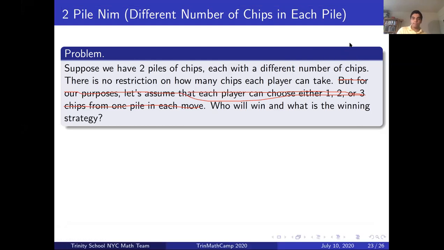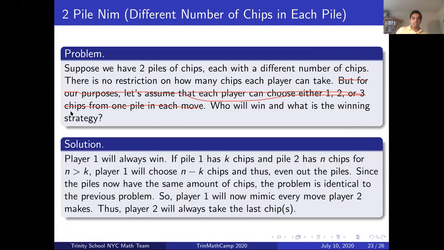Okay, let's go over it. So player 1 is always going to win. So essentially, just remember here that we said that there's no restriction on how many chips each player can take. So I crossed out this restriction, but in this scenario we are considering that they can take an unlimited number of chips, however many they want to take, but only from one pile.